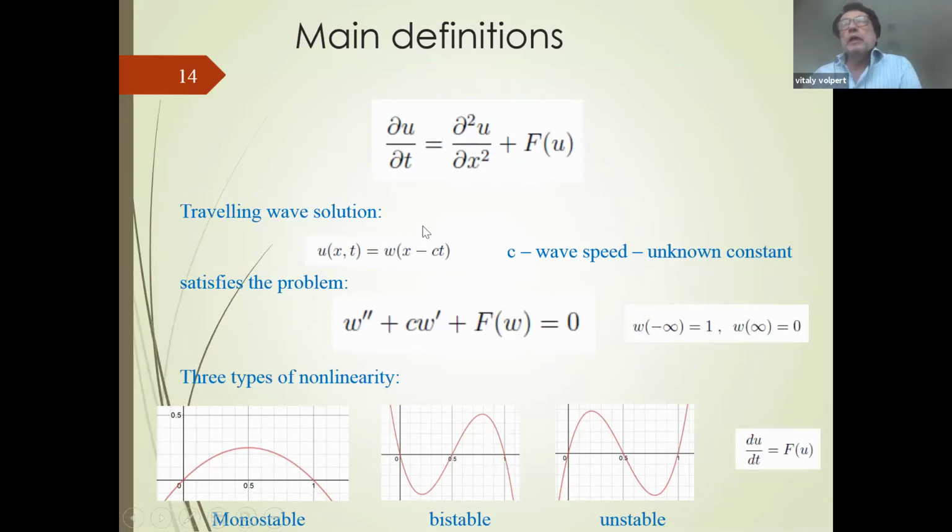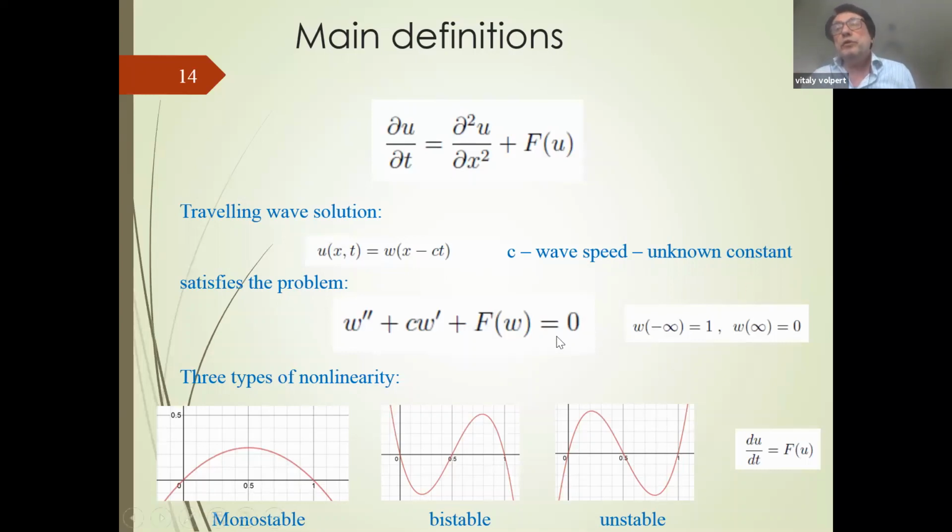A traveling wave solution, as we just discussed before, u(x,t) equals w(x minus ct). This function depends on this combination of variables, x minus ct. c is the wave speed, and the wave speed is unknown. So mathematically speaking, we consider the problem written here, and we should find the values of c, the values of this constant, in such a way that this problem has a solution. This is the mathematical formulation of the problem of existence of reaction diffusion waves.